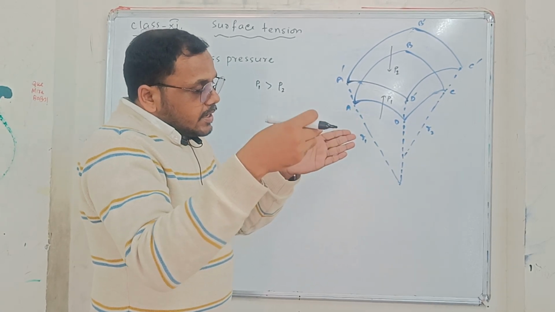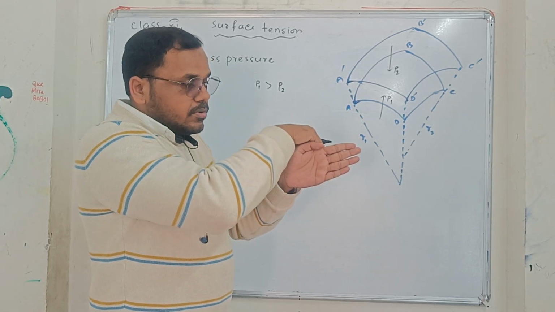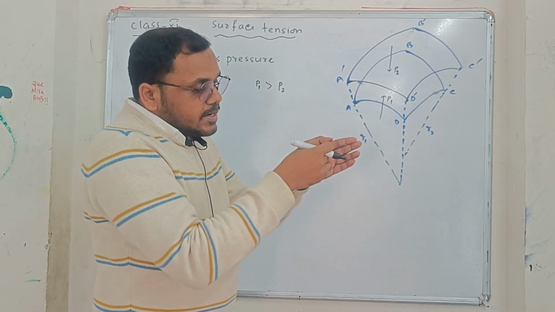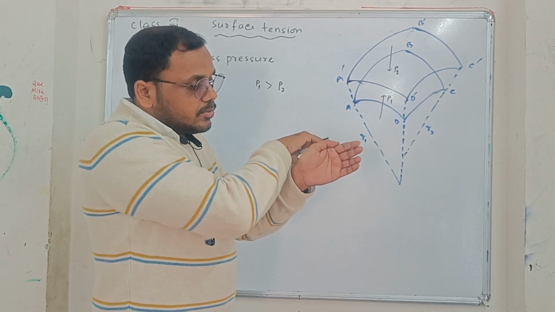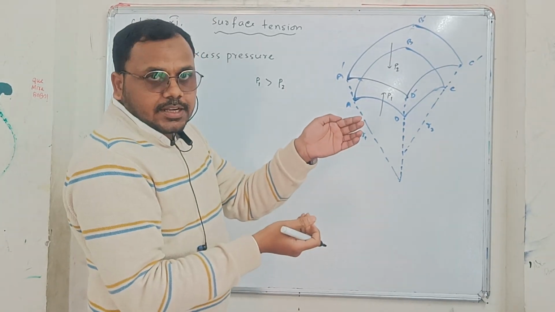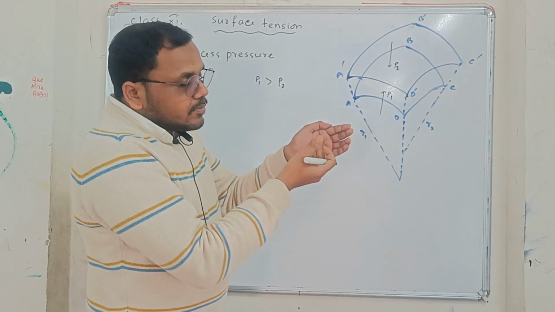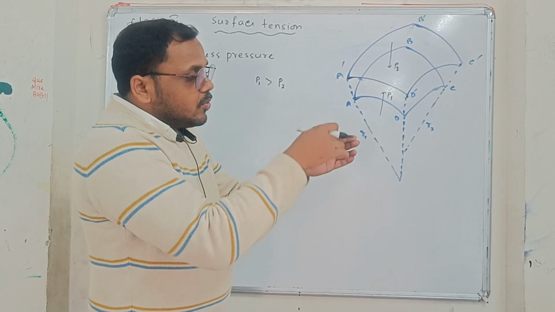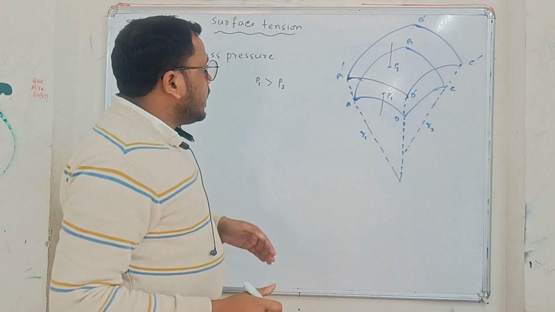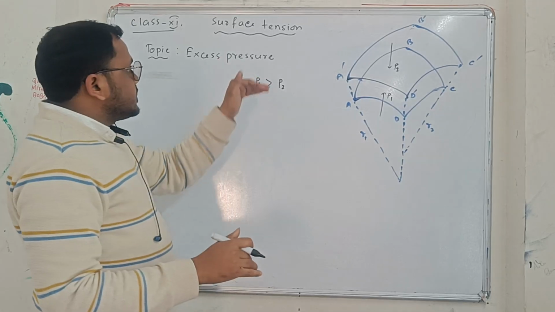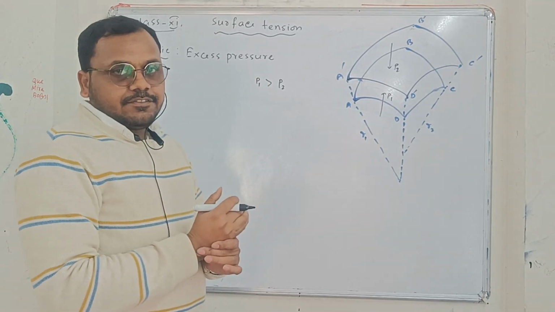But suppose this is P1 and this is P2, and P1 is much greater than P2, then the surface becomes that type. This is the curved surface. So if the surface is curved, then P1 is greater than P2. And our topic is the excess pressure. Excess pressure means the pressure difference.